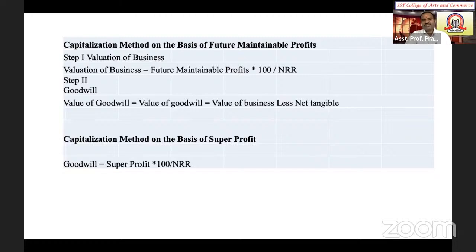If the question asks you to calculate the goodwill on the basis of the capitalization method on the basis of super profit, you must follow all 4 steps for calculating the super profit: average profits, normal profit, then super profit. After getting the super profit, step 4 is capitalization value of goodwill on the basis of super profit. The formula is super profit multiplied by 100 divided by NRI.